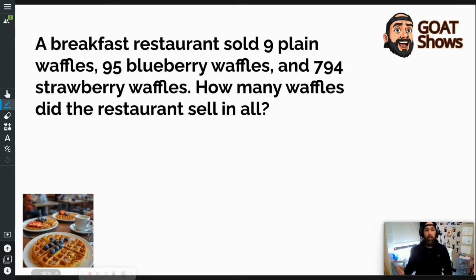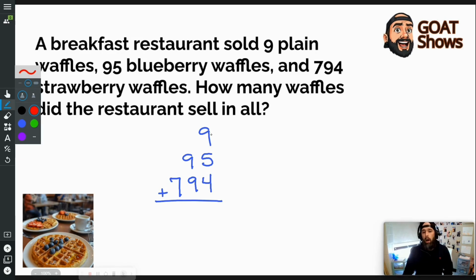So you have 9, you have 95, you have 794. Add them up. So 9, 95, make sure they're stacked all the way to the right, 794. Let's add these 3 numbers. 9 plus 5 is 14. 14 plus 4 is 18. Write out your 8, carry the 1.